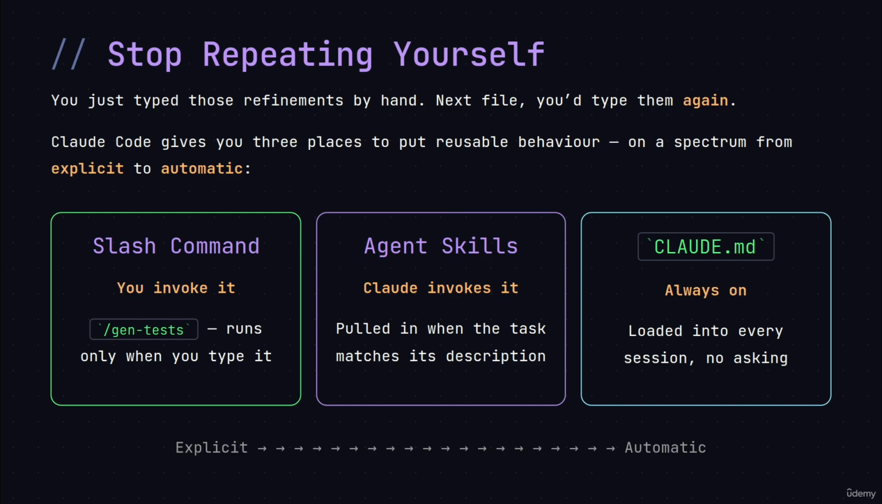And that is through the slash command, where you invoke it. So that's explicit, where you create a gen test markdown file, for example, and it only runs when you type it. Then you've got the agent skills, which is sort of in the middle. It's not entirely explicit. It's also not entirely automatic. But then Claude invokes it, so it's pulled in when the task matches its description. And then for an always-on automatic approach, you can use Claude.md. This is loaded into every session, and Claude's not going to ask you for anything there. So let's look at the slash command.